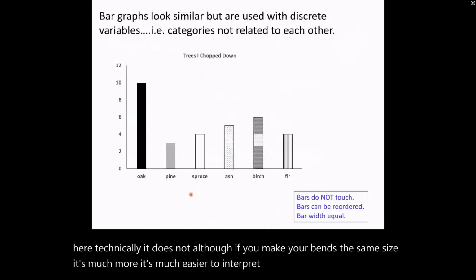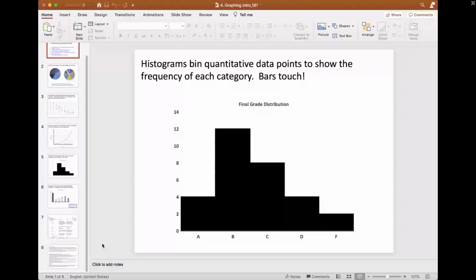So there are my 6 slides about different types of graphs. So we've got the pie chart, pie graph, scatter plot, line, histogram, and bar. That's 5. Questions for me?